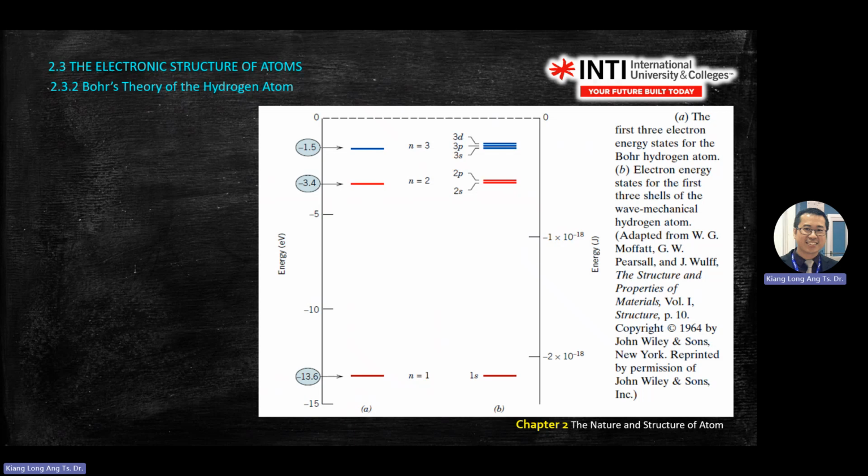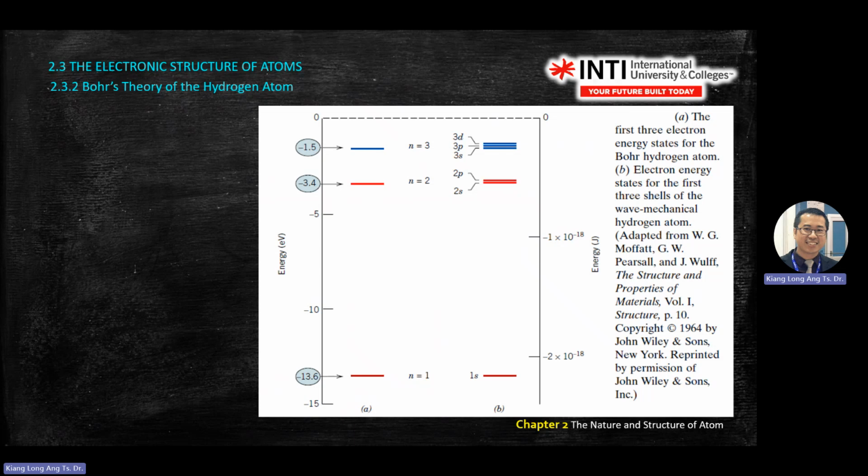So E number 2 is what? Minus 13.6, minus E1 is what? 3.4. So here minus is plus, so you get 10.2 eV. So just now, yeah, 10.2, correct.